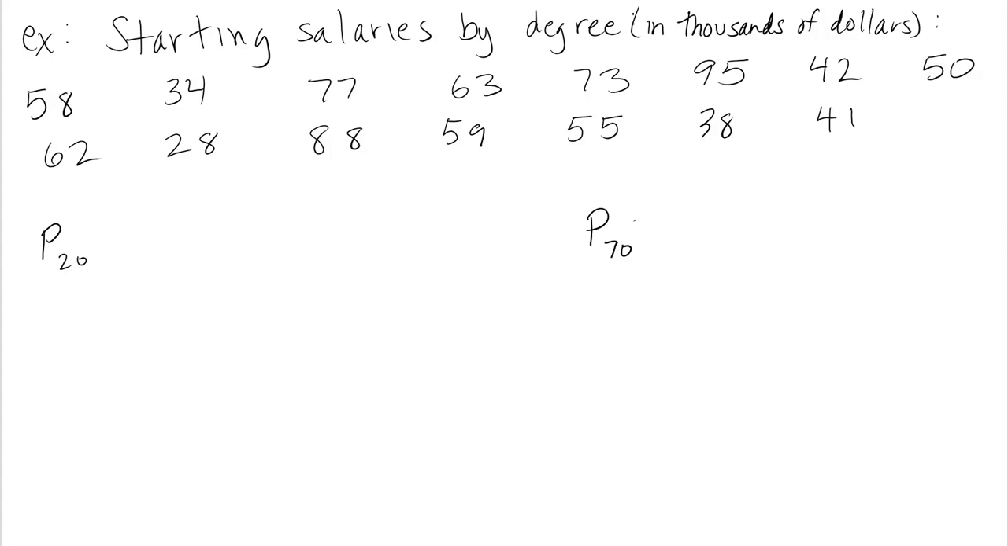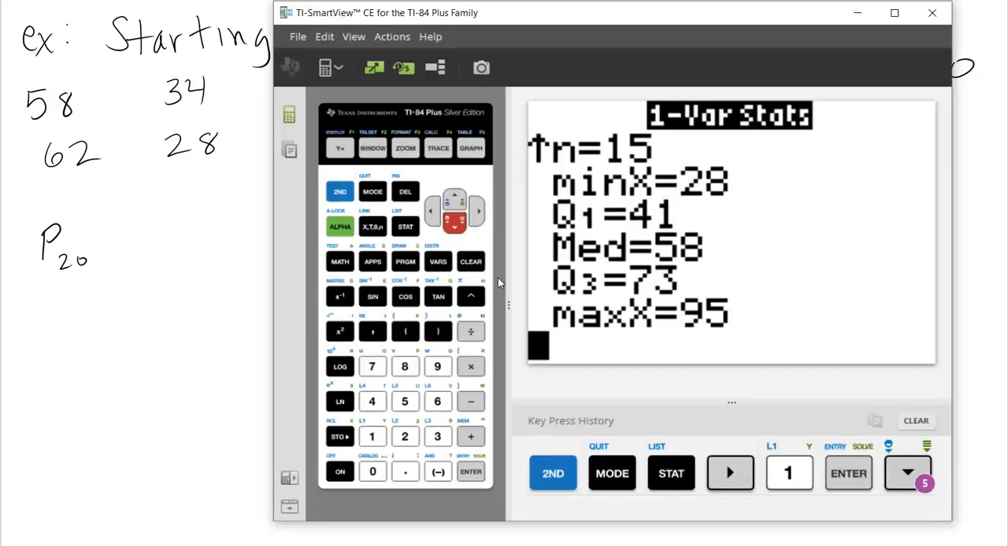Step one for both of those is to sort the data from smallest to largest. And you could do that by hand for 15 values. But I wanted to show you that the calculator can also sort your data. And since the data is already in the calculator, this will be an efficient way to do it. Let me show you how to sort data from smallest to largest in your calculator.